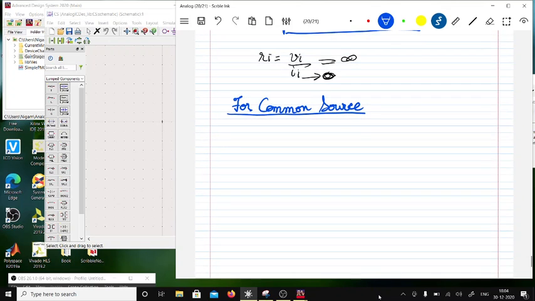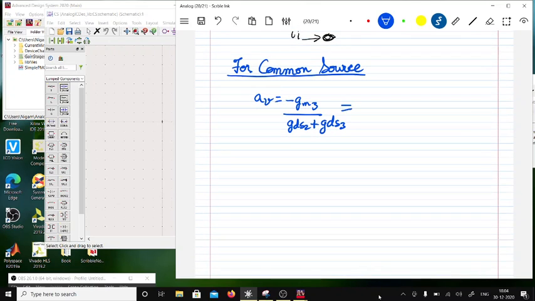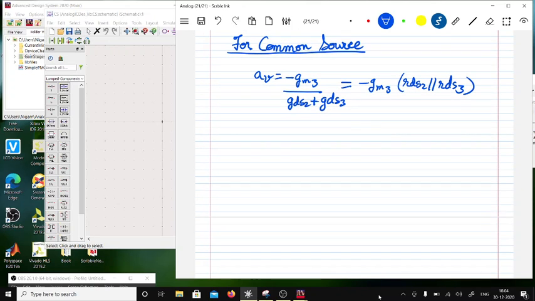So for a common source, AV is equal to minus GM3 times, okay, just one second. AV is equal to this thing divided by GDS2 plus GDS3. Or it can also be written as minus GM3 times RDS2 in parallel with RDS3. So what does it mean? It means that the voltage gain will go up if the GM goes up, right?